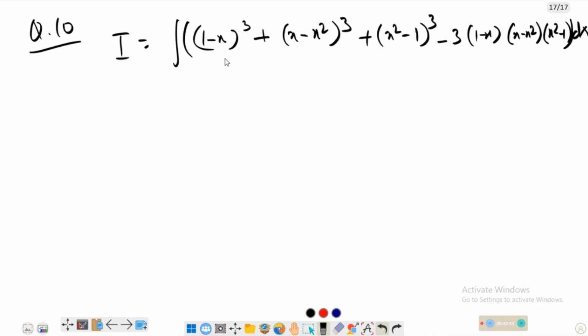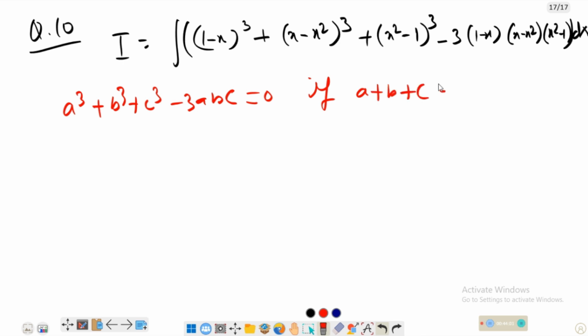So this is a cube plus b cube plus c cube minus 3abc. We know that a cube plus b cube plus c cube minus 3abc is equal to 0 if a plus b plus c is equal to 0. So if we say this is a, this is b, this is c, we need to verify that a plus b plus c is equal to 0.